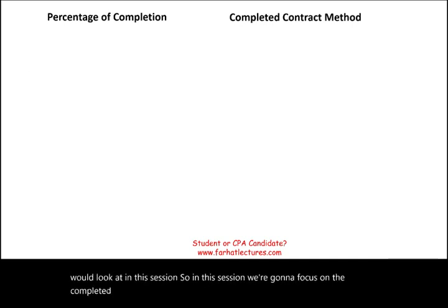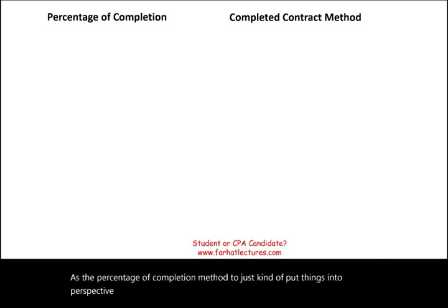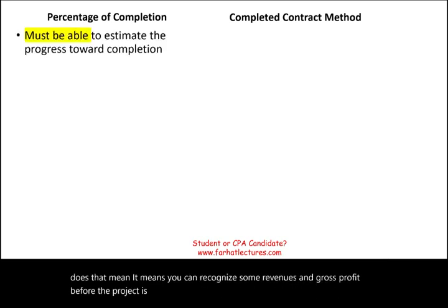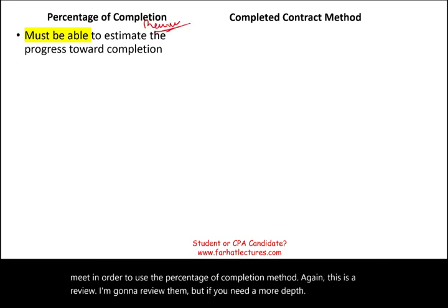But it's very important to review both methods, the completed contract method as well as the percentage of completion method, to just kind of put things into perspective. When do we use the percentage of completion method and what does that mean? It means you can recognize some revenues and gross profit before the project is completed. There are certain conditions that you have to meet in order to use the percentage of completion method. Again, this is a review. I'm going to review them, but if you need a more in-depth explanation, go back to the prior session.